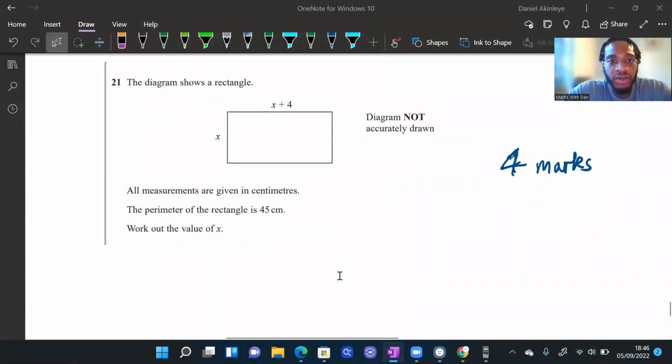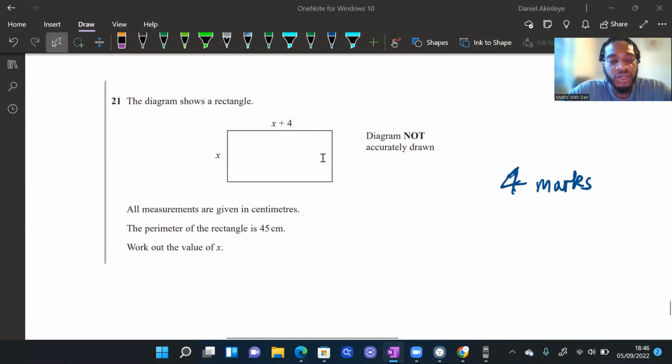Go through this one together. Cool, so let's have a read of this question. It says the diagram shows a rectangle. We've got the length and the width as x and x plus 4. All measurements are given in centimeters, and it tells us that the perimeter of the rectangle is 45 centimeters.